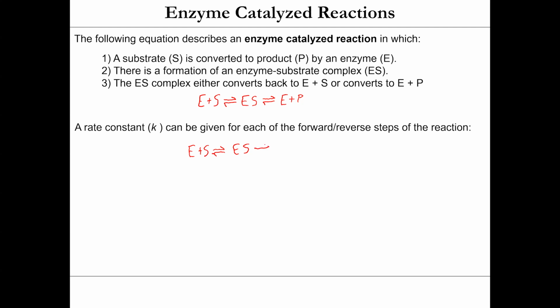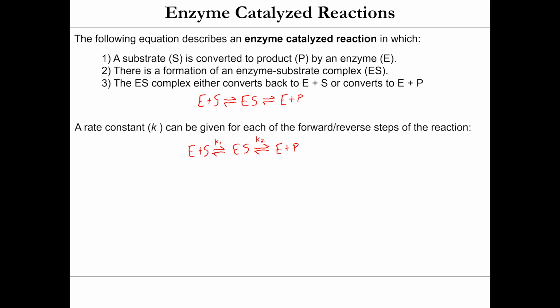And then that will form enzyme plus product. We can add rate constants for each of these steps. So the conversion of enzyme plus substrate into an enzyme substrate complex can be described by K1. And the conversion of the enzyme substrate complex to enzyme plus product would be K2.